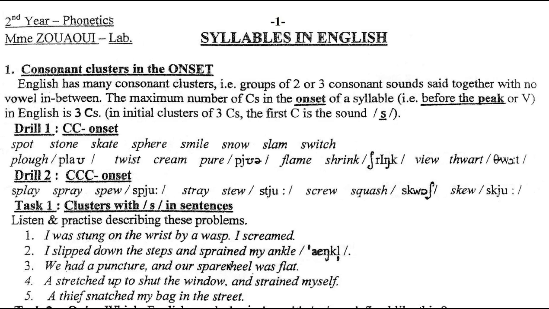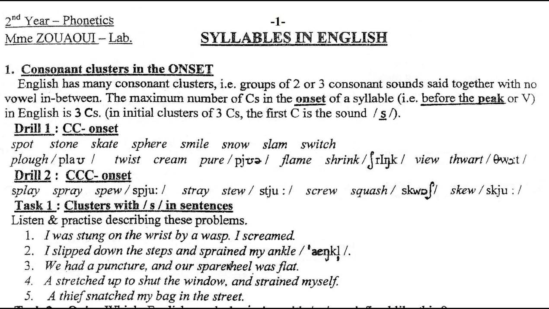Hello everyone, this is a recording about your first lesson in phonetics, entitled Syllables in English. Before we start, we need to have an overview about some previous terms. First, what is a syllable? A syllable is a unit of speech. In English, each word consists of at least one syllable.